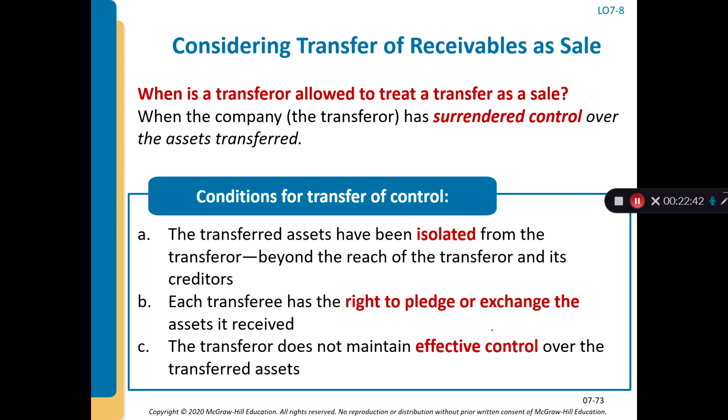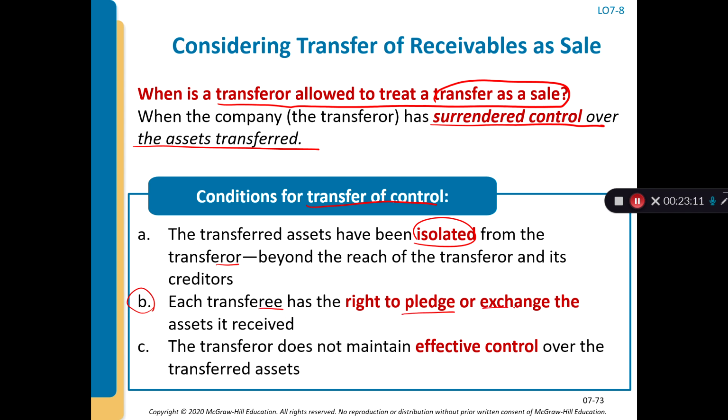So when do we consider the transferor allowed to treat the transfer as a sale? When the company has surrendered control over the asset, it can be considered a sale. The conditions that define transfer of control are: A, the transferred asset has been isolated from the transferor, beyond the reach of the transferor or its creditors. B, each transferee has the right to pledge and exchange the asset it has received. Hence the people who bought the accounts receivable from you can also transfer it to another person without your consent or liabilities. And C, the transferor does not maintain effective control over the transferred asset anymore.